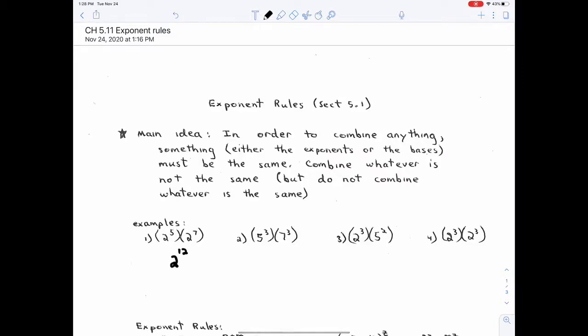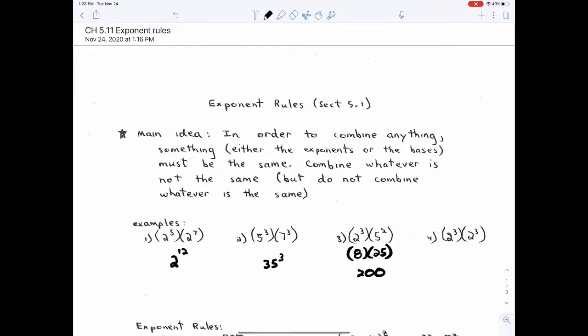On number 2, the exponents are the same. So I'm not going to do anything to the exponents. What I'm going to do is combine the bases, and you just combine them as you'd normally combine them. So 5 times 7 is 35, and then the exponent stays the same. Okay, number 3, nothing's the same. So you can't combine them as they're written. Now, eventually we can combine them, but as they're written, you can't. But what we can do is say 2 to the 3rd is 8. 5 squared is 25. Now I can combine them, and that'll give us 200.